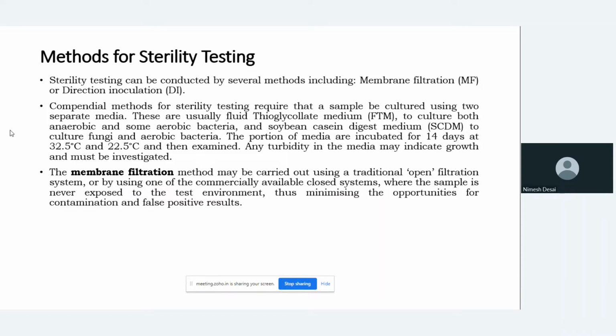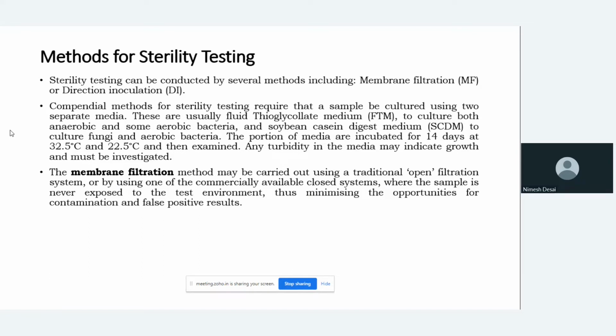So how do we perform the sterility test? In sterility, we use the same membrane filtration technique. There are two types of methods available. One is the conventional method, which is a kind of open method. In that, we take the filtration assembly, place the membrane filter, transfer the product, filter it out, and wash it. After completion of that cycle, we pull out the membrane and cut it into two equal portions. One portion is inoculated in the FTM and the other in SCDM.